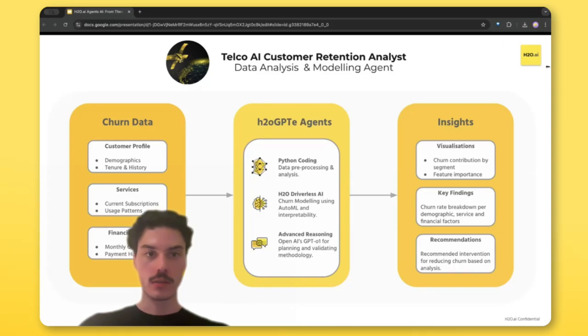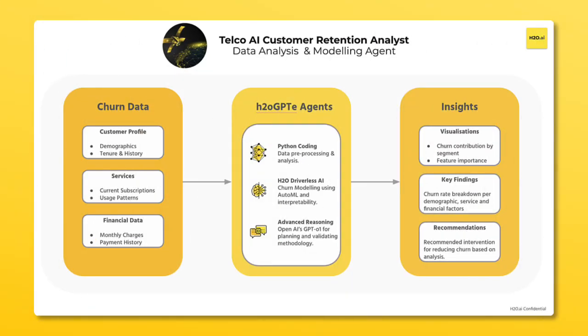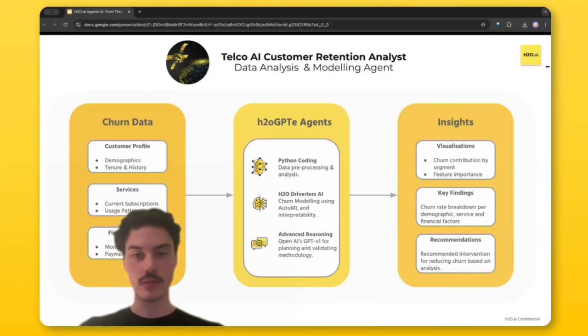So starting at the left, we can see what data we're actually giving our agent. So here we have some churn data. We have a customer profile. In that data, we also have services and financial data. All of that is going to be given to H2oGPTe agents, where it has access to a few tools. So the first being Python coding. We can also use H2O Driverless AI, and finally, advanced reasoning. So that's where, again, we might use OpenAI's GPT-o1, for example, for planning and validating the methodology of our agent.